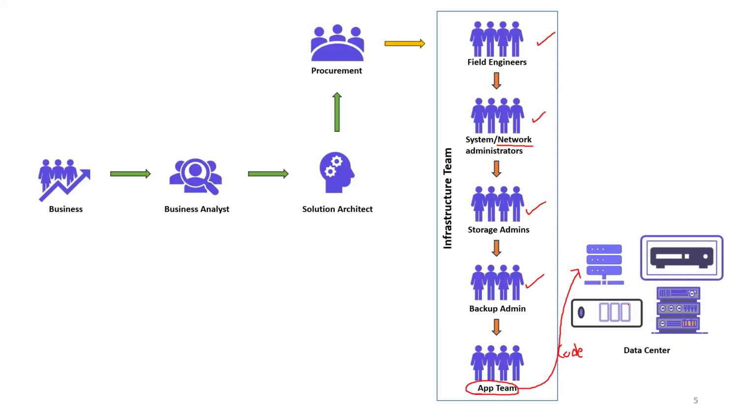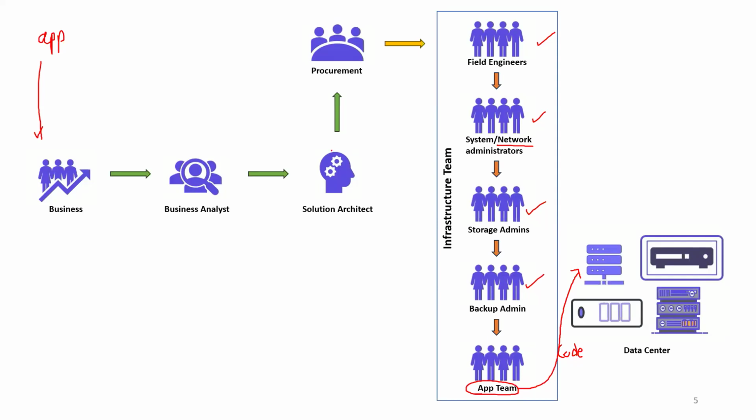In a traditional working model, if an organization wants to roll out a new application, first the business comes up with a requirement for the application. Then the business analyst gathers the information from the business, converts it into a set of high level technical requirements, and passes that information to the solution architect.